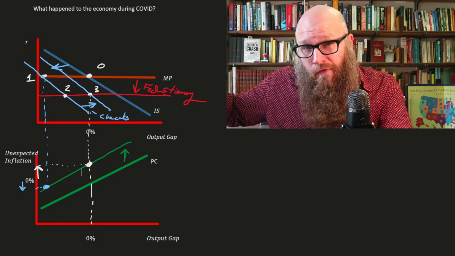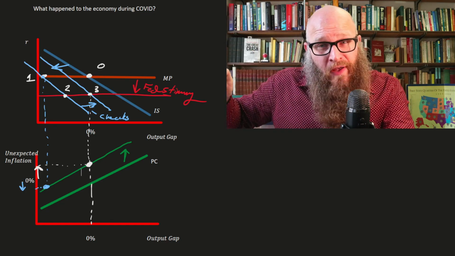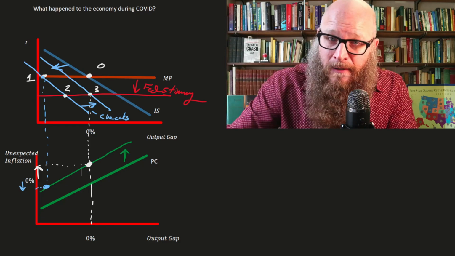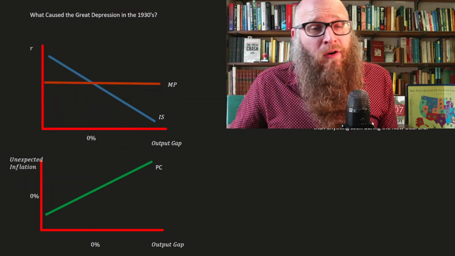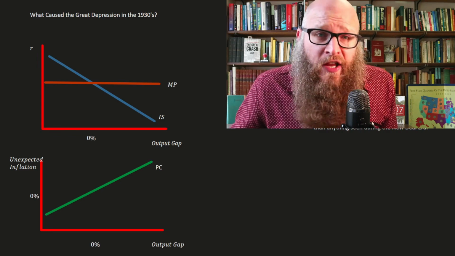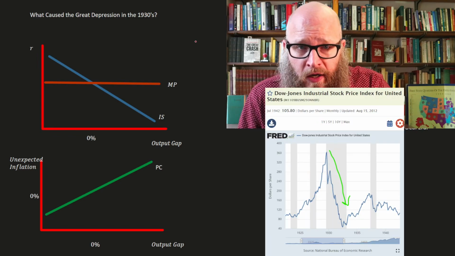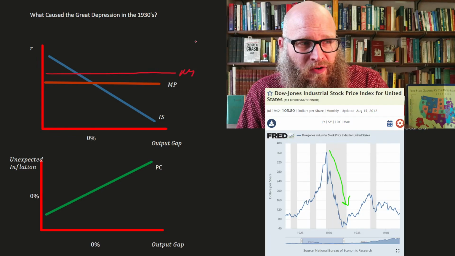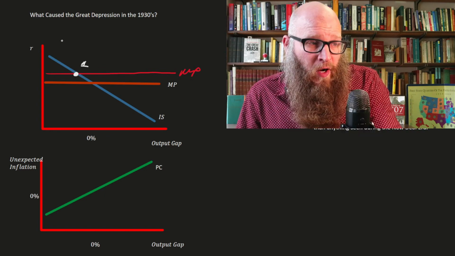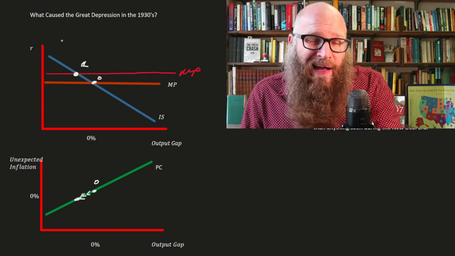Was that IS curve too far to the right? Did they overcompensate? This is still up for debate. And finally, we're going to end this video talking about the great granddaddy of all, the Great Depression of the 1930s. Number 1, stock market crash of 1929, higher risk premium. That's bad news. There's 1, there's our start, negative demand shock, a little bit of deflation.